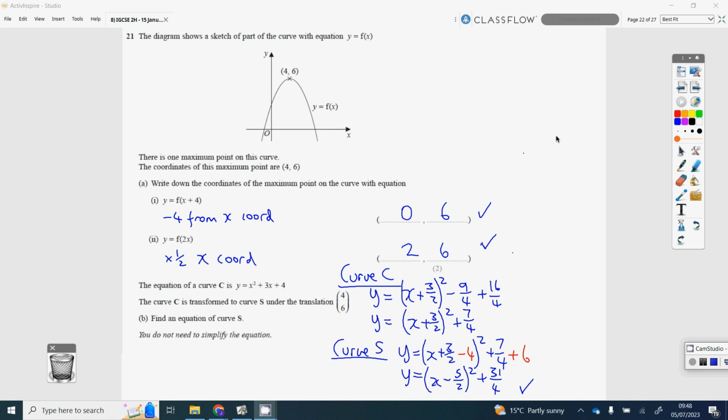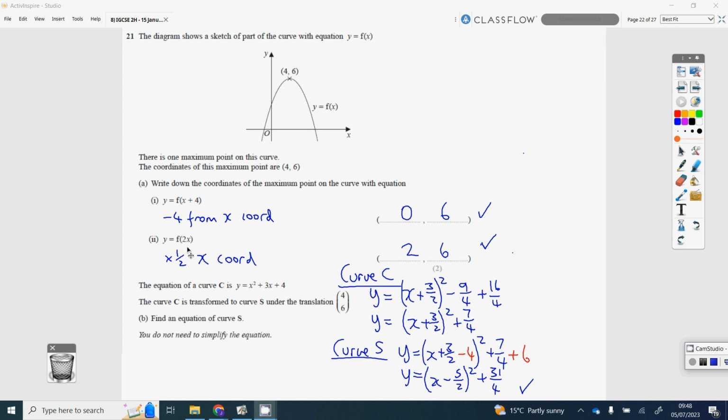Question 21A. So if you've got a transformation where it's inside the bracket, so x plus 4, so the change, the plus 4 is inside the bracket. This affects the x coordinate opposite to what you'd expect. So you're going to subtract 4 from the x coordinate. The x coordinate is the 4, so subtracting 4 from that, we get (0, 6).